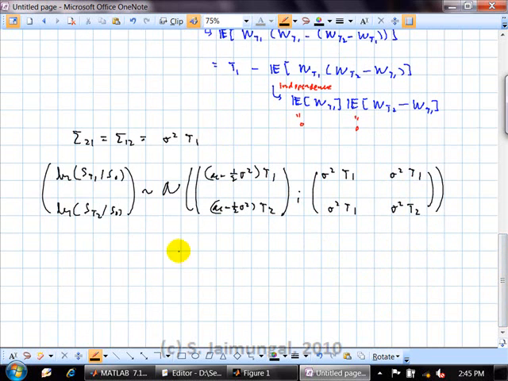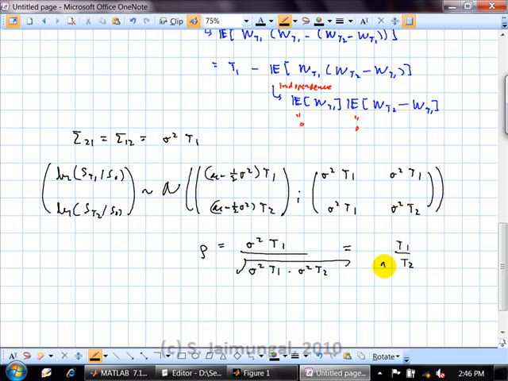So if you were to compute the correlation, what would the correlation be? It would be the covariance, which we just computed, divided by the square root of the product of the variances, right? Which is the square root of sigma squared T1 times sigma squared T2. And you can see that that is the square root of T1 over T2. And that was basically the result that you had to show on the term test, except I asked it under the risk-neutral measure. So instead of mu minus a half sigma squared, we had r minus a half sigma squared.